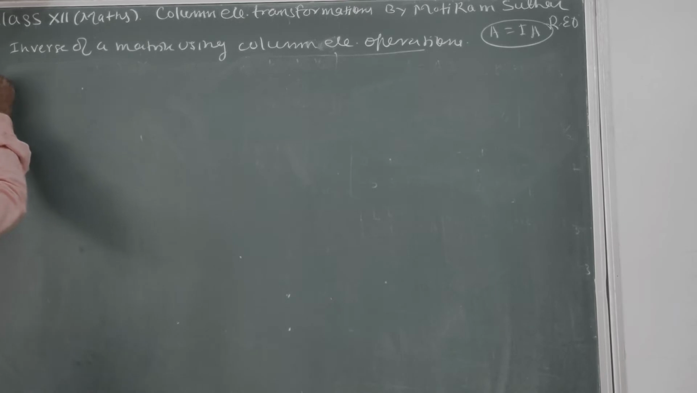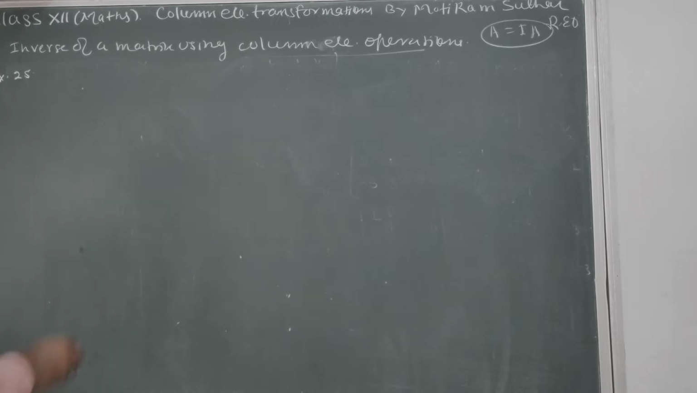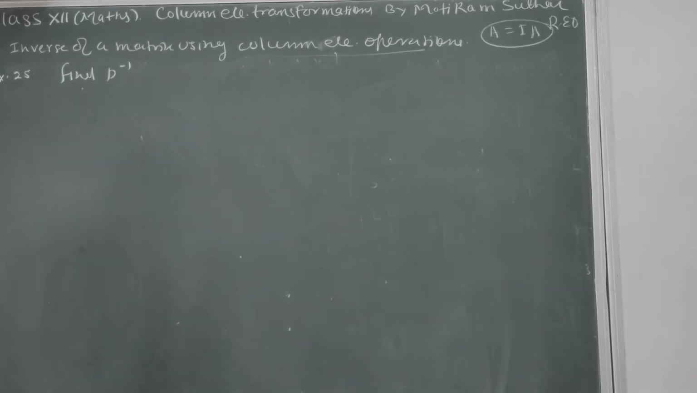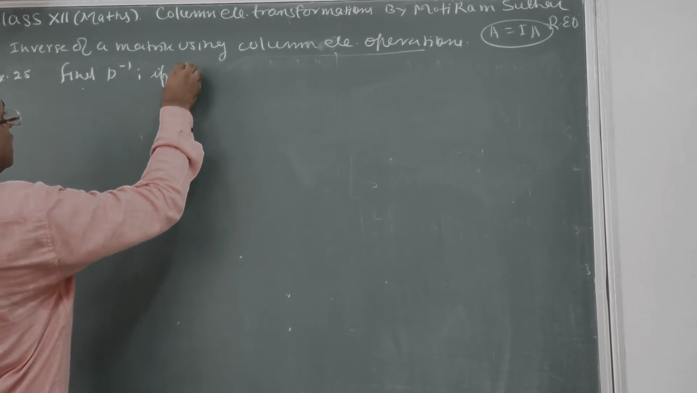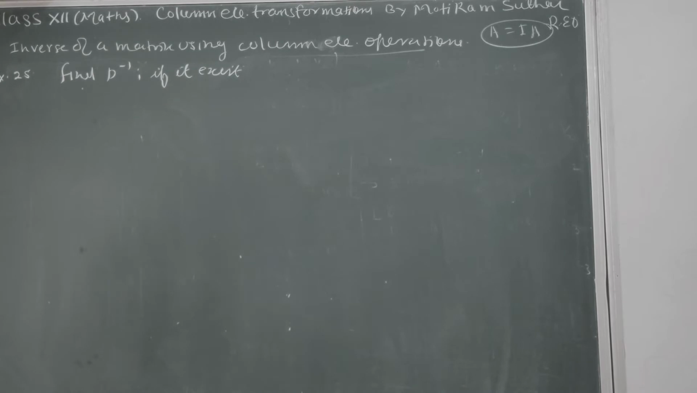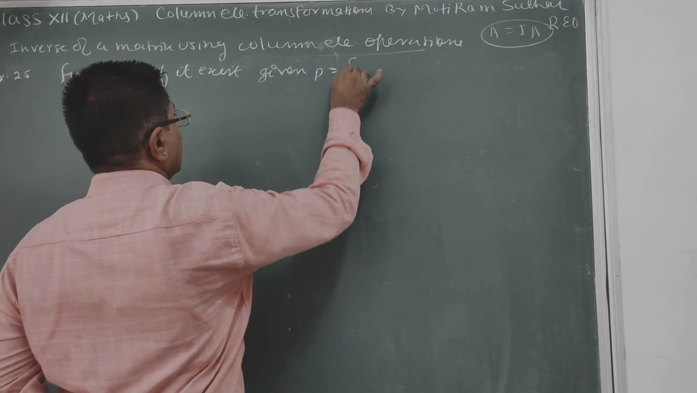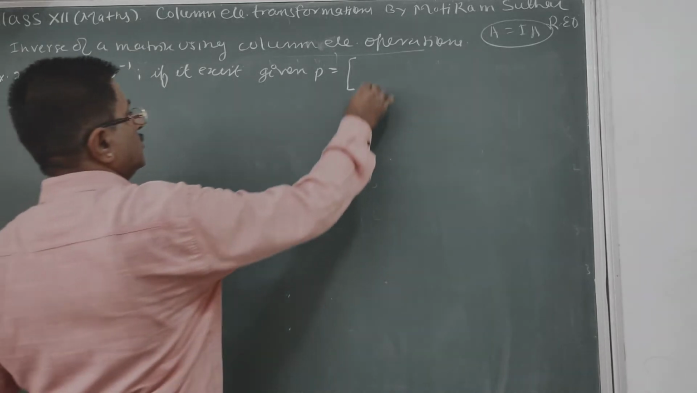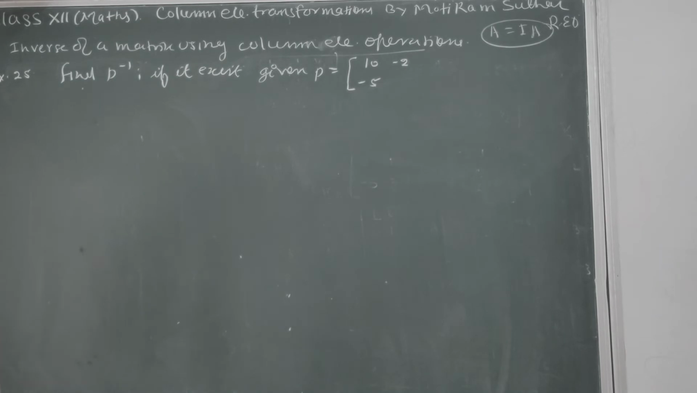Example 23. Find P inverse. Find P inverse if it exists, given P equal to... we are given matrix P and we want to find its inverse. And this is a 2 by 2 matrix. Entries are 10, minus 2, minus 5 and 1.